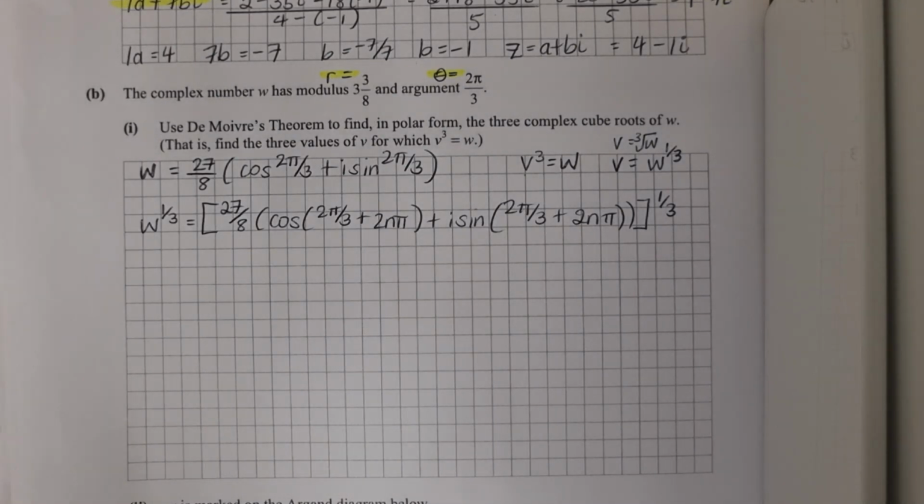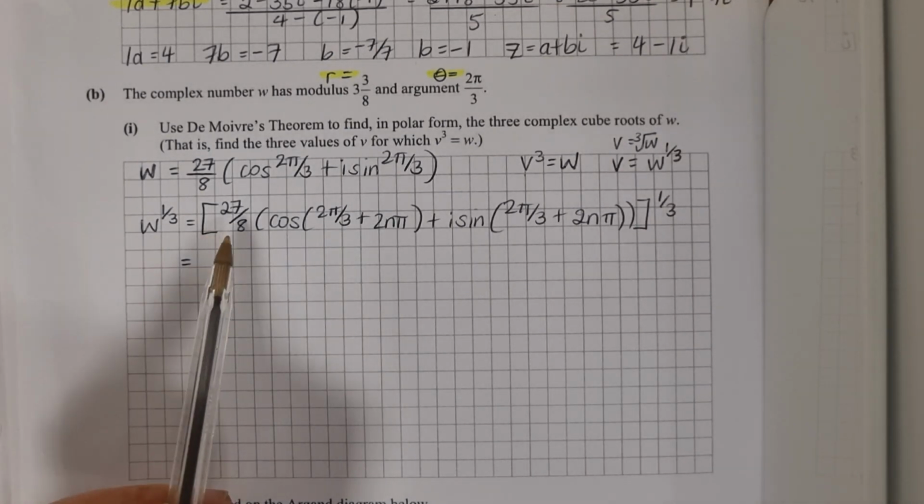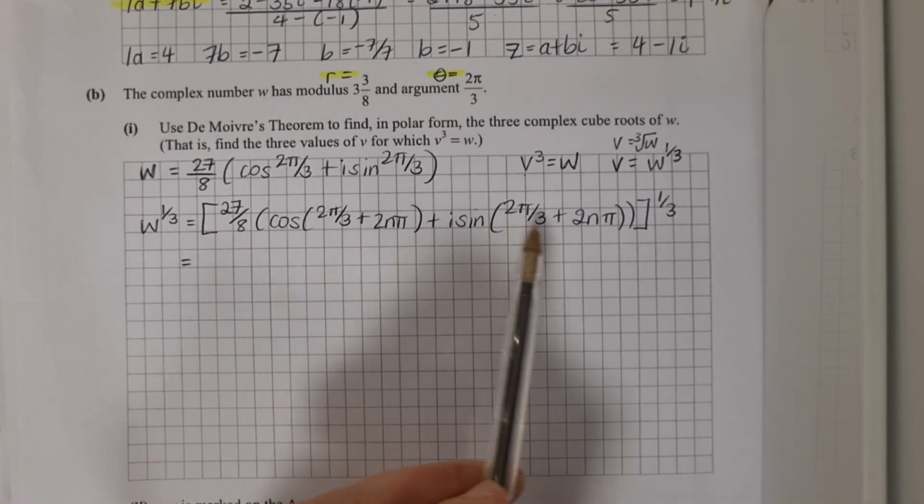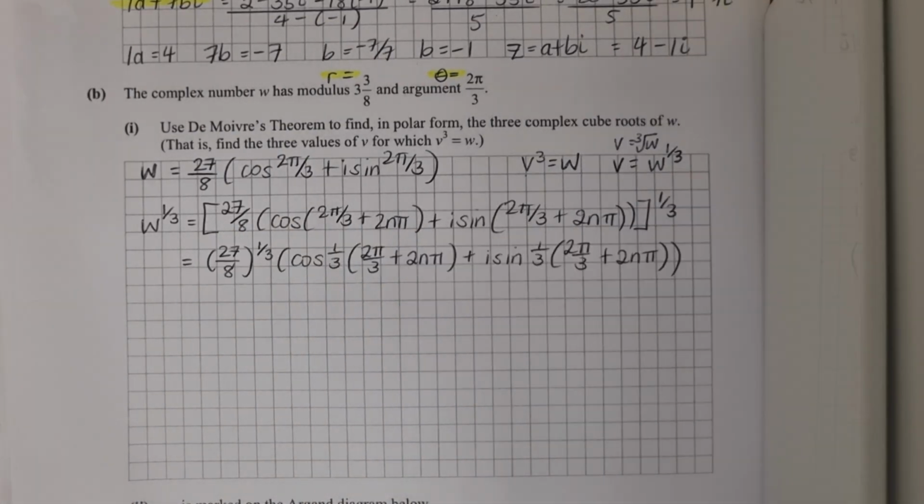Okay, so now I want to apply that power. Remember, it'll be a power on the modulus, so it'll be a power in 27 over 8, and it'll get multiplied by the angles, or multiplied by the argument. And I don't need to get too fussed about simplifying out the brackets if I don't want to, because when I put in the n values, the calculator can take care of that.